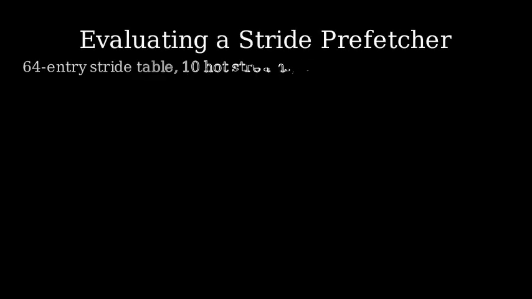In this lesson, we will evaluate a stride prefetcher with a stride table of 64 entries. We will consider 10 hot streams, show why prefetch degree greater than 2 can cause cache pollution, and quantify the performance impact when prefetch accuracy is less than 50%. We will do this mathematically, statistically, and graphically.